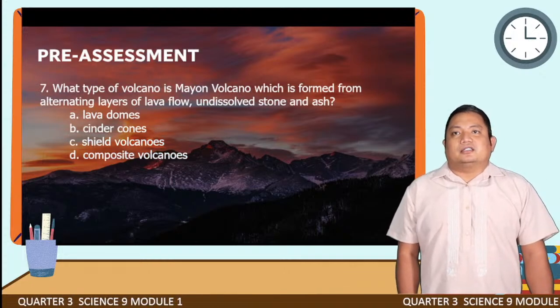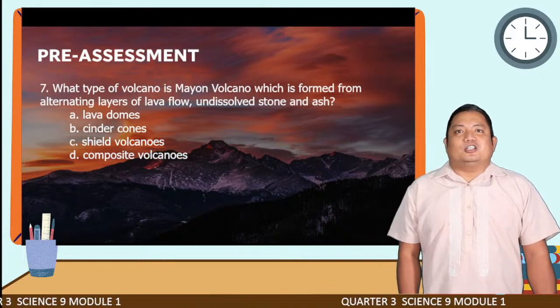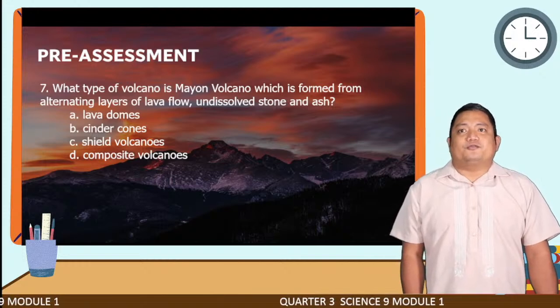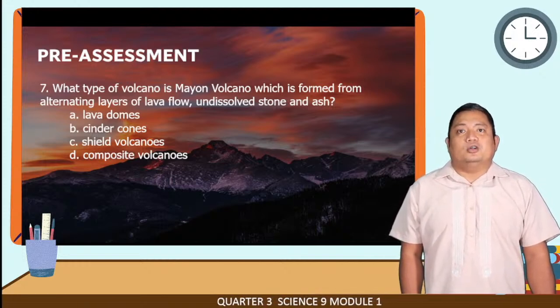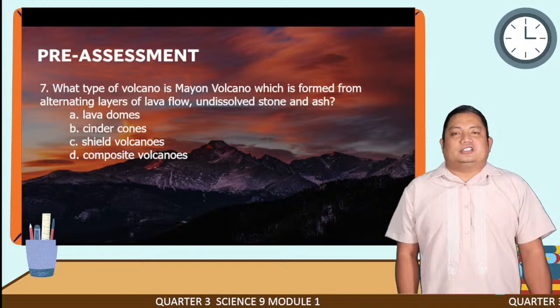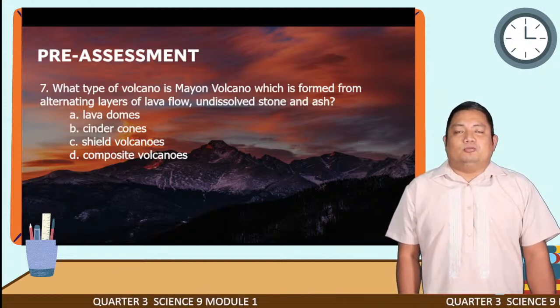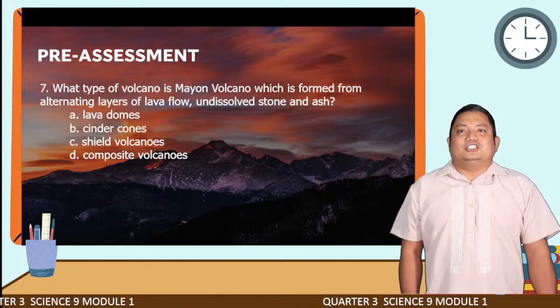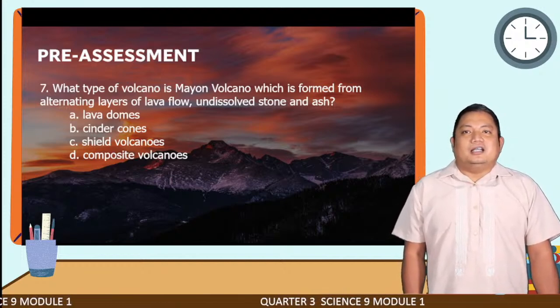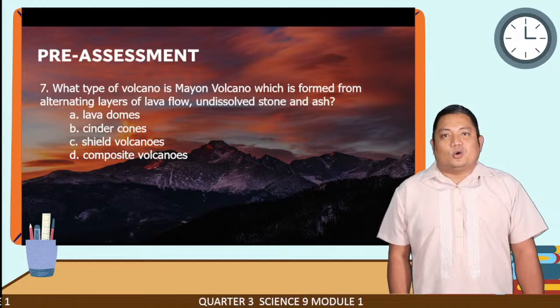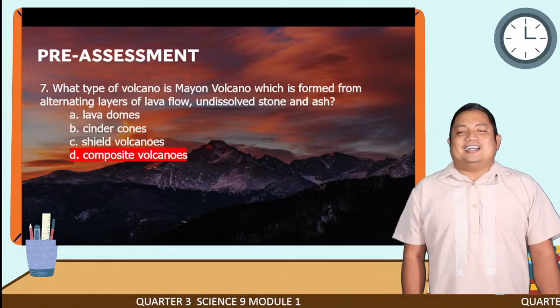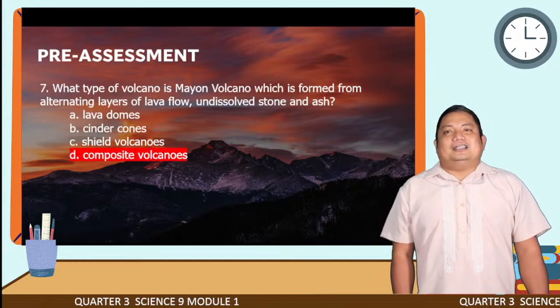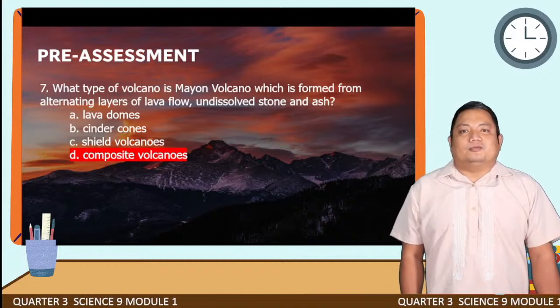Number 7. What type of volcano is Mayon Volcano, which is formed from alternating layers of lava flow and dissolved stone and ash? It is letter A, lava domes. Letter B, cinder cones. Letter C, shield volcanoes. Or letter D, composite volcanoes. What is your answer? Yes, it's letter D, composite volcanoes.